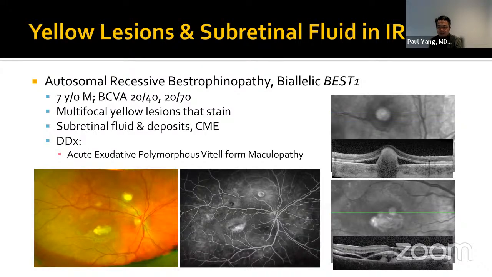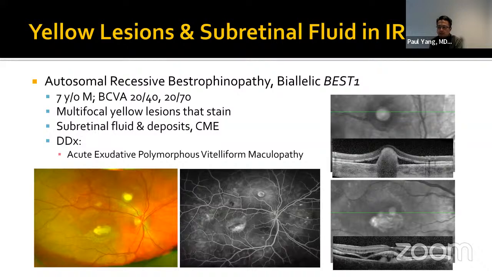All right, so here's another one that can mimic. Autosomal recessive bestrophinopathy due to biallelic mutations in a gene called BEST1. So this is a 7-year-old, and you see immediately on the fundus photos that there are these multifocal yellow lesions. And on fluorescein angiography, they stain. There may be pooling, but there's really not too much leakage.